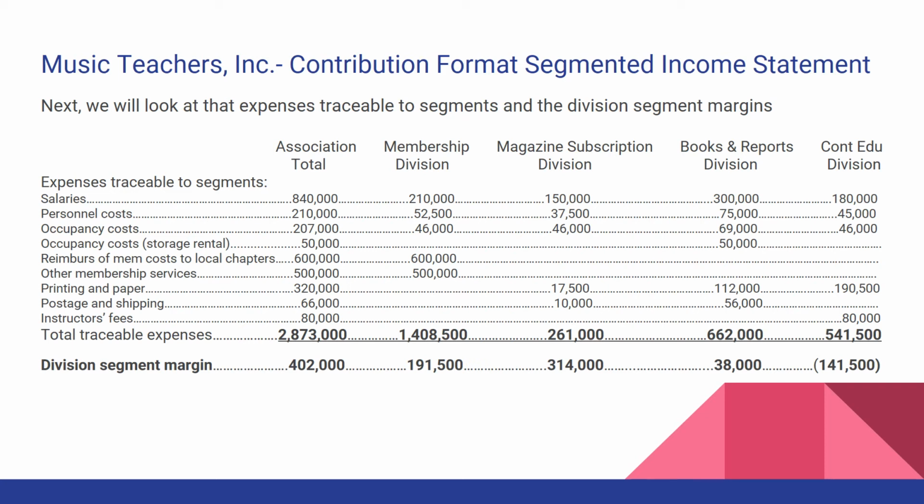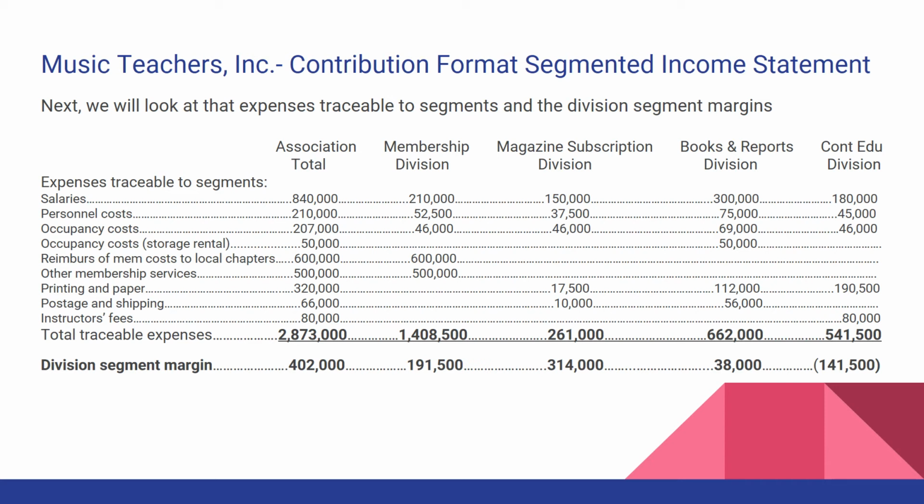Magazine subscriptions also had 2,000 square feet that they occupy, so also 20% of the 230,000. That's another 46,000. Books and reports had 3,000 square feet that they occupy, so that's going to be 30% of the 230,000. So that's how we got the 69,000. And then continuing education, again, 2,000 square feet, so 20% of the 230,000, which is 46,000.